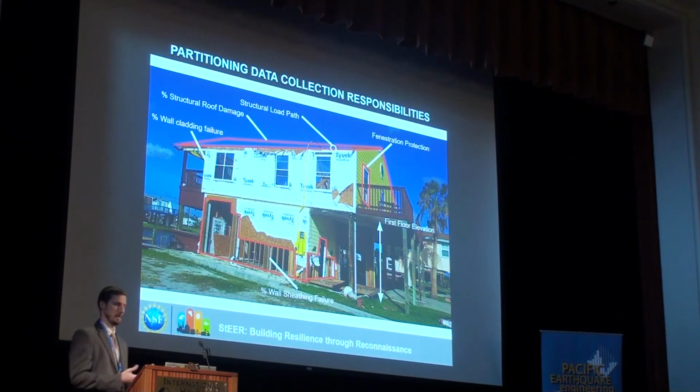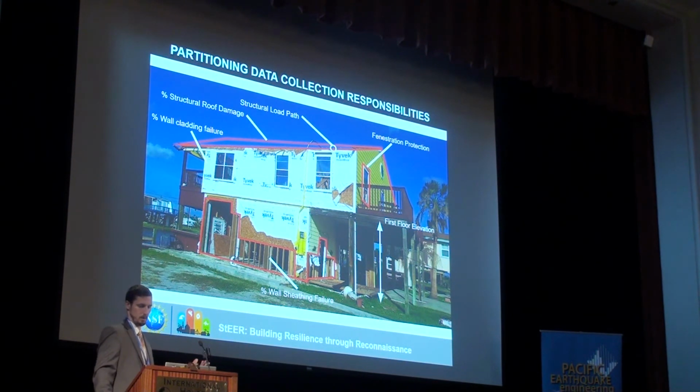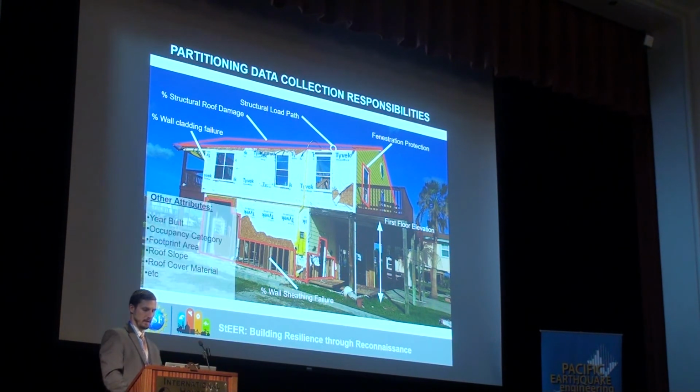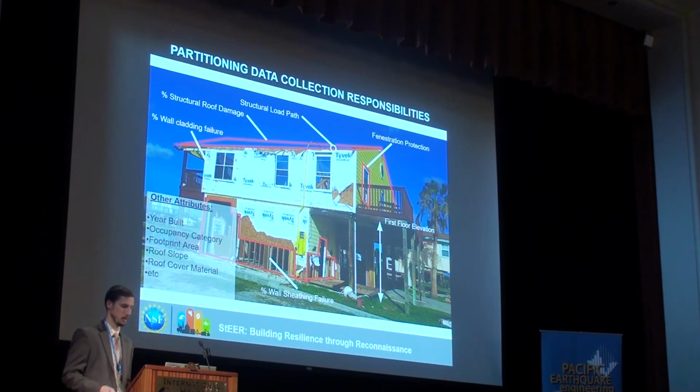Okay, so you have a number of different things. Maybe it's damage, maybe it's the structural load path, maybe it's for wind, for example, the fenestration protection, or if you're coastal, maybe the first floor elevation, and so on. There's all this data that we want to be able to extract from this raw data that we're collecting in the field. Then we want to look not just at that data, but maybe at other attributes to give context: when it was built, what's the occupancy type, are there some retrofits that have been applied to it, and so forth. So these are all different data types.